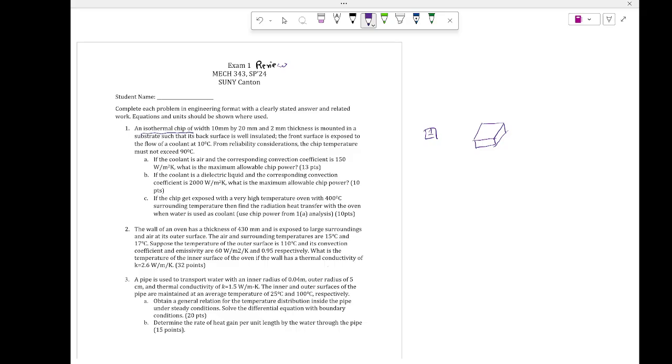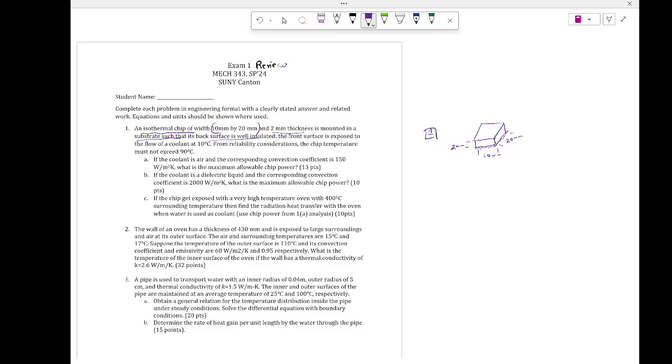So an isothermal chip, with a width of 10 by 20 millimeters and 2 millimeters thickness, is mounted on a substrate such that its back surface is well insulated. What does that mean? Anybody remember what insulated means? Well insulated means no heat transfer. Insulation means no heat transfer. That's the assumption, it should strike your mind. So there is no heat at the bottom surface.